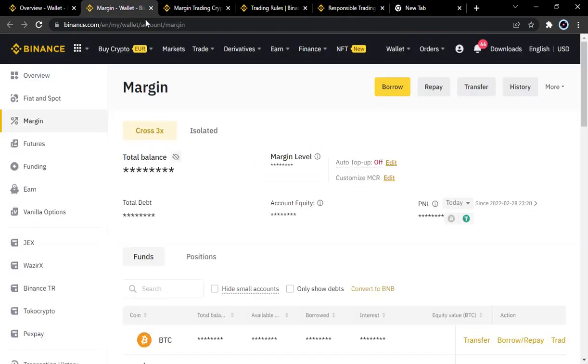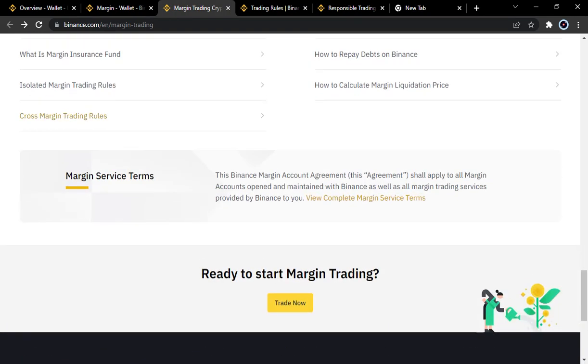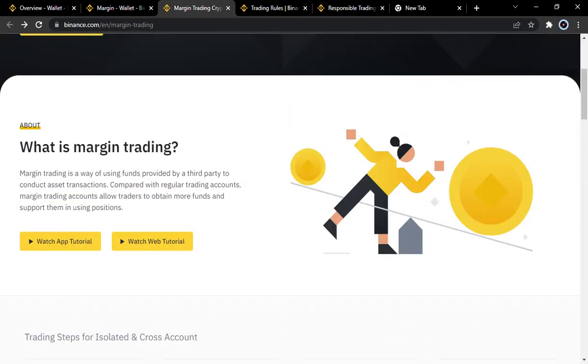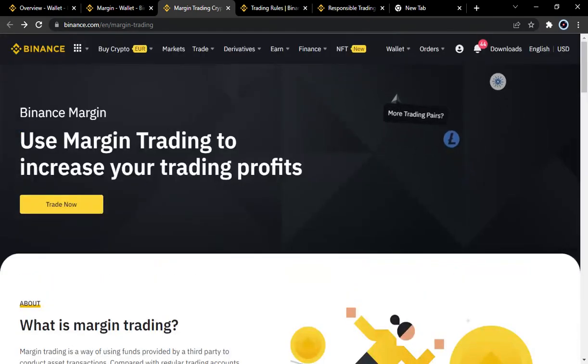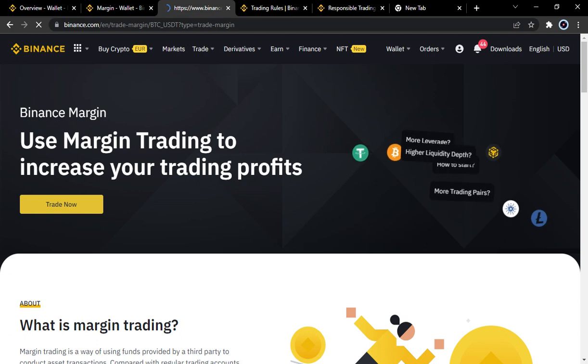Now we're going to go over to the Binance Funday Friday. We're going to see what the Binance Funday Friday is all about. To trade on Binance margin, all you need to do is click on Trade Now, and it's going to take you directly to the Binance margin trading page. Right here, you'll be able to see a list of trades that you've initiated on the Binance platform, where you can trade BTC against USDT as well as other tokens that are valuable for trades on the Binance platform.